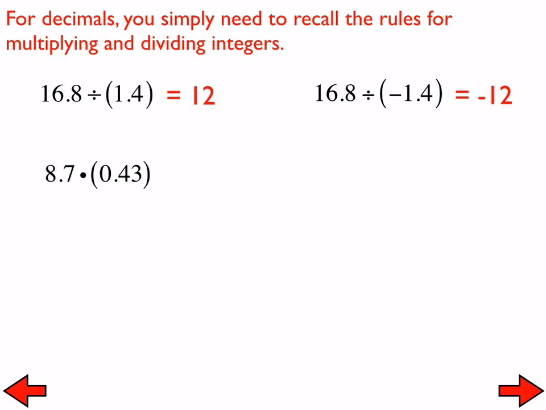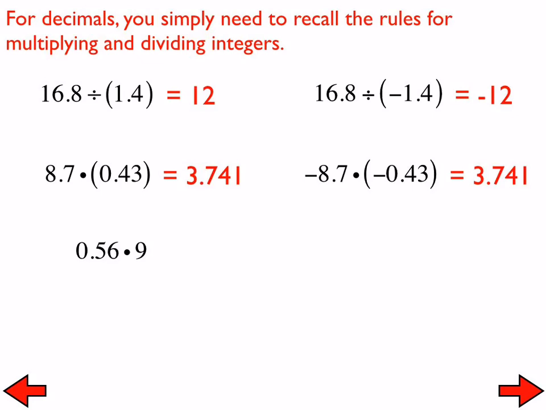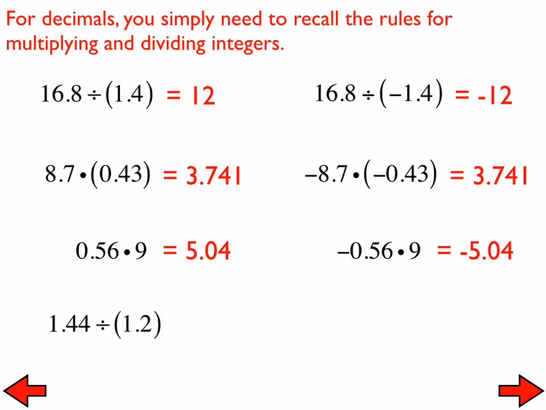Negative 12. If 8.7 times 0.43 is 3.741, will this product be positive or negative? Positive, because a negative times a negative is a positive. If this product is 5.04, will this product be positive or negative? Negative, because a negative times a positive is a negative. And if this quotient is 1.2, will this quotient be positive or negative? Positive. So we just apply the same rules that we had when we were multiplying and dividing integers.